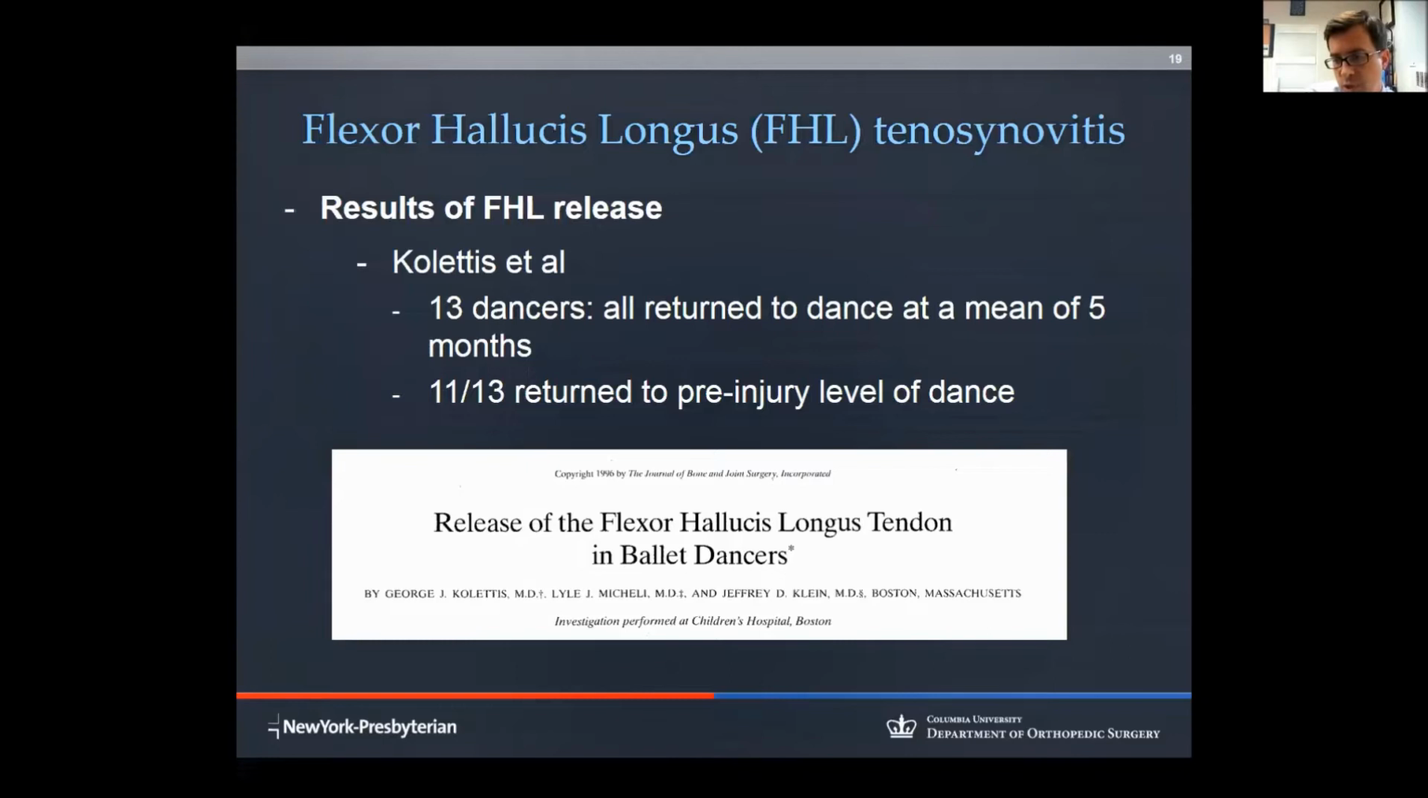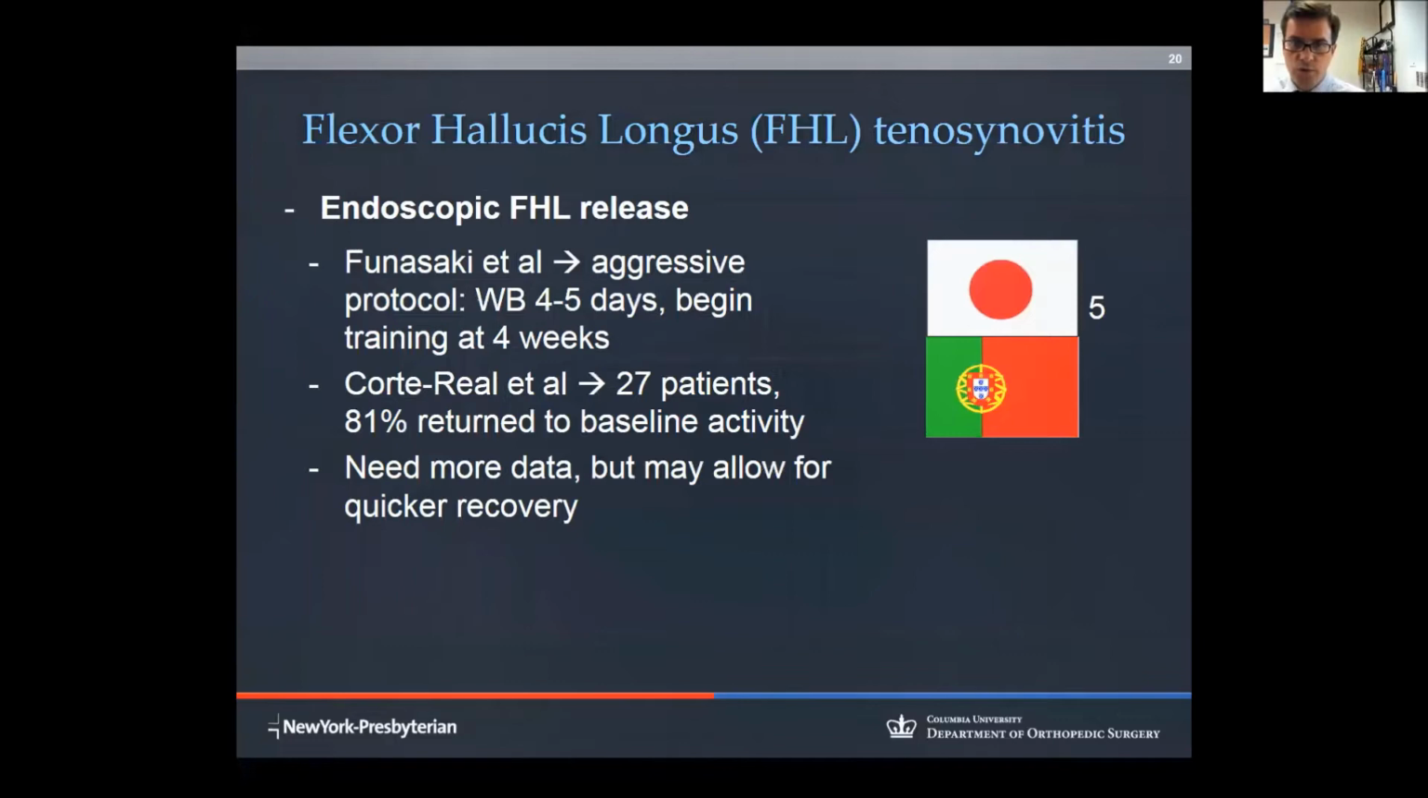Once again, there's a trend towards doing this endoscopically, although we have limited data here. So this first paper is really a technique paper by Funasaki out of Japan, where they basically just lay out their operative technique and then their post-operative protocol, which is to get people back to class in about 4 weeks, which is certainly much quicker than what has historically been done.